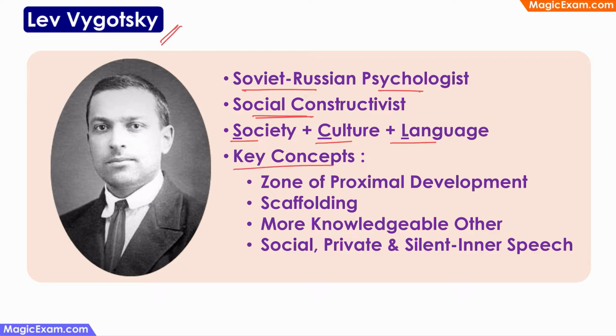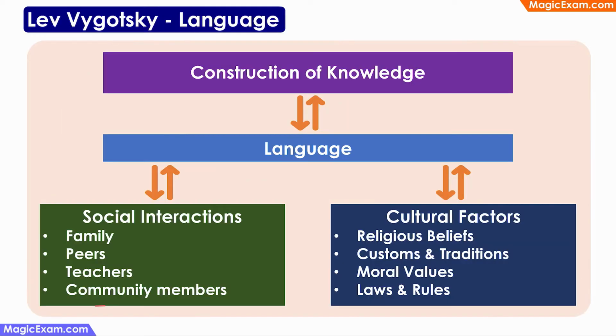And the key concepts that we will study under Lev Vygotsky's theory are his zone of proximal development, the concept of scaffolding, the concept of more knowledgeable other, and social speech, private speech, and silent inner speech. As per Vygotsky's theory, language plays a very, very important role in the construction of knowledge, or in the cognitive development of a child. Because language is not just a means of communication, it is also a way of processing the information that the child is getting.